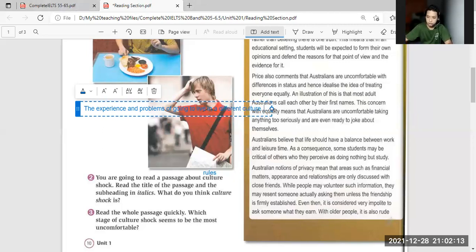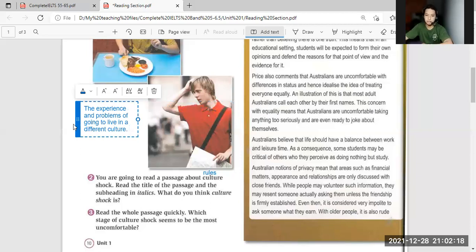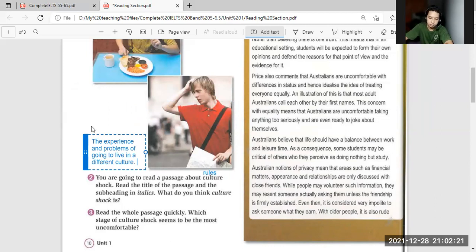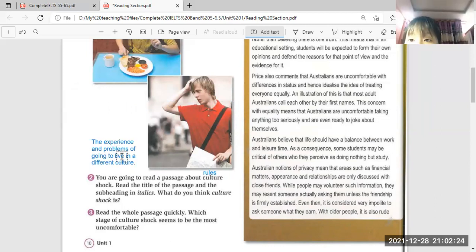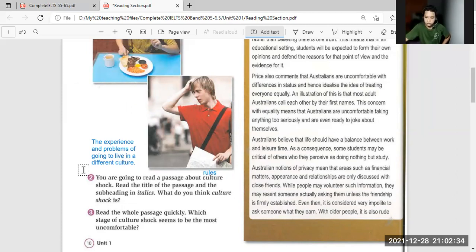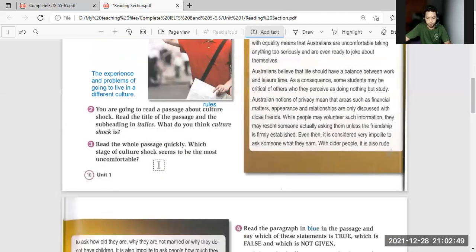Okay, culture shock is the experience and problems of going to live in a different culture. Can you read that? Culture shock is the experience and problems of going to live in a different culture. Okay, very good. So when you are going to different places, of course, they will have a different culture, and that is the experience. And sometimes it becomes a problem as well when you are going to live in a different culture. Very good.